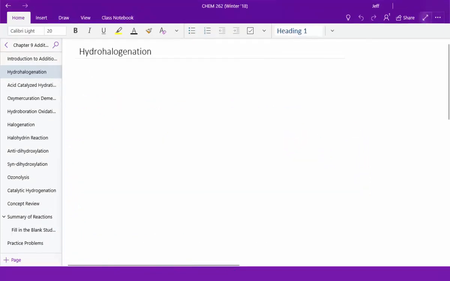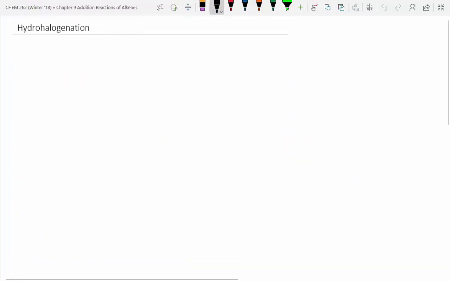We'll start off with an easy one. The first reaction we'll cover is hydrohalogenation. And in hydrohalogenation, you're going to use some sort of strong acid. So for this one, I'll use hydrobromic acid. You can use hydrochloric acid or hydroiodic acid. The only one you really don't see is hydrofluoric acid. Hydrofluoric acid is a really weak acid, so it doesn't really do much for this type of reaction.